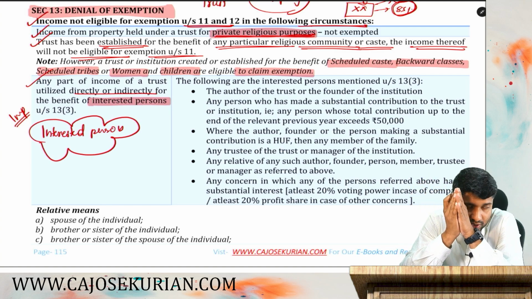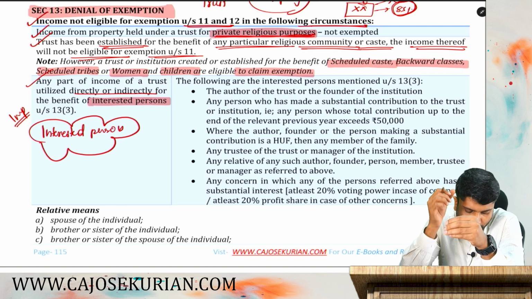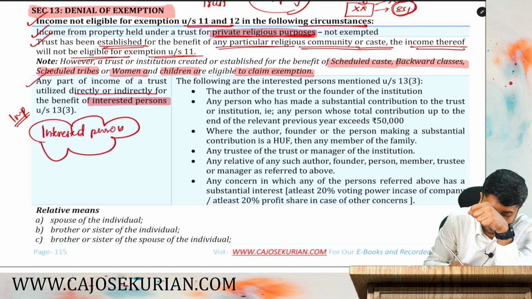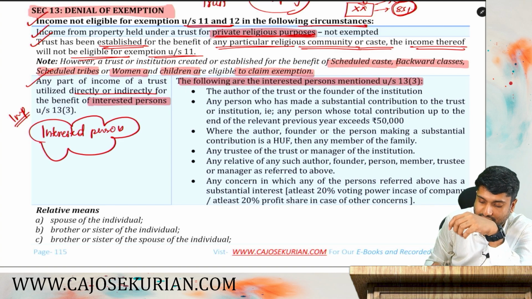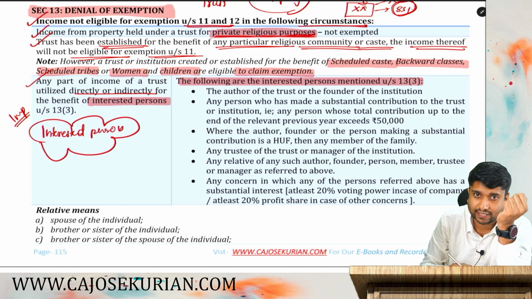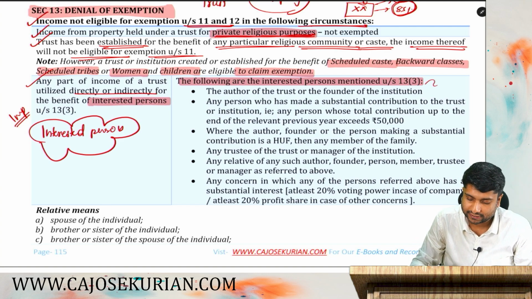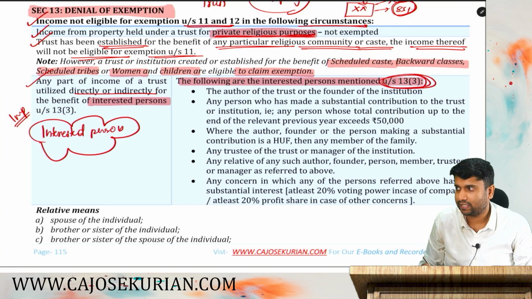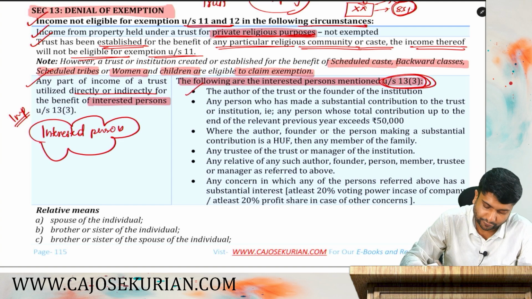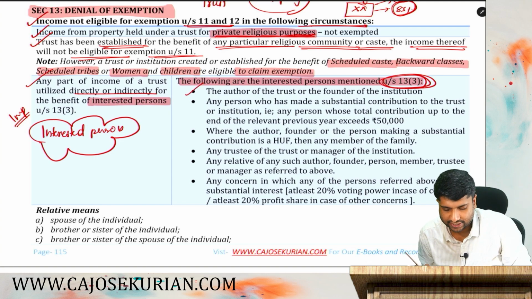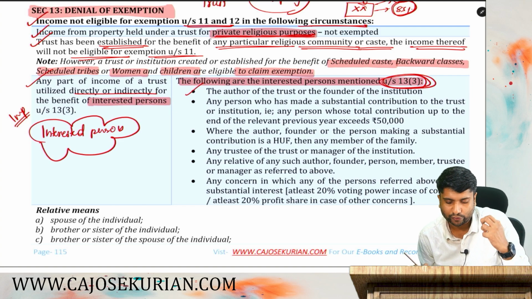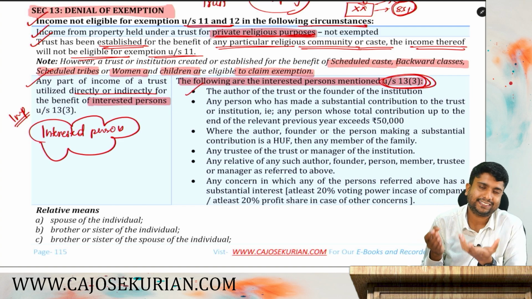Are you with me? So, if you are utilizing any amount for the benefit of an interested person, let's understand what will happen. The following are the interested persons mentioned under section 13 subsection 3. Let's understand who all are the interested persons under section 13 subsection 3. Number 1, who is the first one? Author of the trust or founder of the institution.